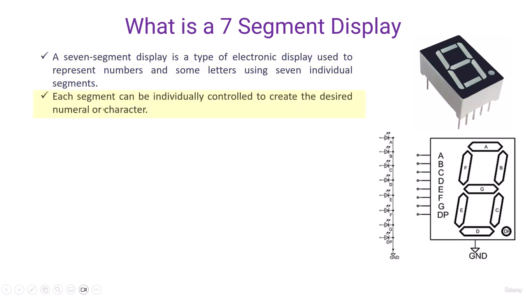In this 7-segment, each segment can be individually controlled to create the desired numerical character. Let's say you want to create 1. For that, you will have to turn on this B part and C part, that is the B segment and the C segment. Both of these will create the effect of turning 1 on the display.